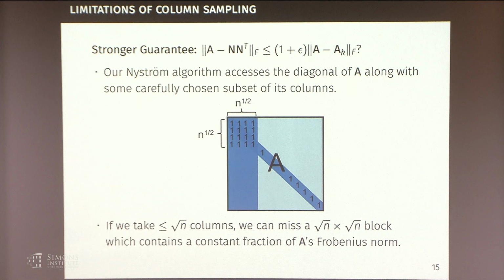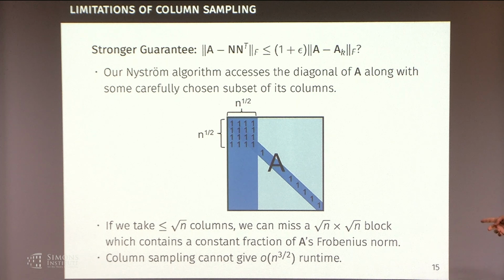This is basically because I can think of A as being an identity matrix with a rank 1 block on it, a block of just all ones. This is a root n by root n block. So the eigenvalues of A are basically all ones, plus an eigenvalue of root n. And a constant fraction of A's Frobenius norm is dominated by this block. So if I want a good Frobenius norm rank 1 approximation to A, I have to mostly find the entries in this block. If I take fewer than root n columns, there's no way I'm going to find most of this block, so I'm not going to get a good approximation to A. So this tells me that column sampling is not going to give me anything better than, say, n to the 3/2 runtime for a good Frobenius norm low rank approximation.